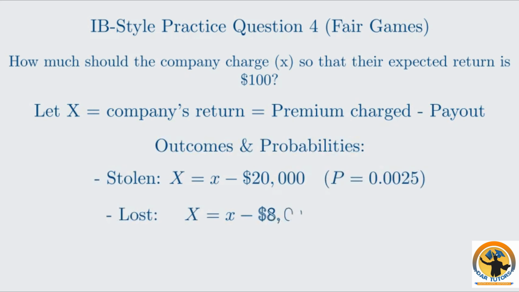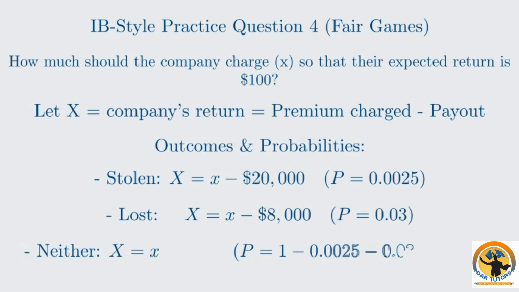If the ring is stolen, the company pays $20,000, so their return is x minus $20,000. This happens with probability 0.0025. If the ring is lost, they pay $8,000, so their return is x minus 8,000. This happens with probability 0.03. If nothing happens, the probability is 1 minus the sum of the other two, which is 0.9675. In this case, their return is simply x, the premium they charged.